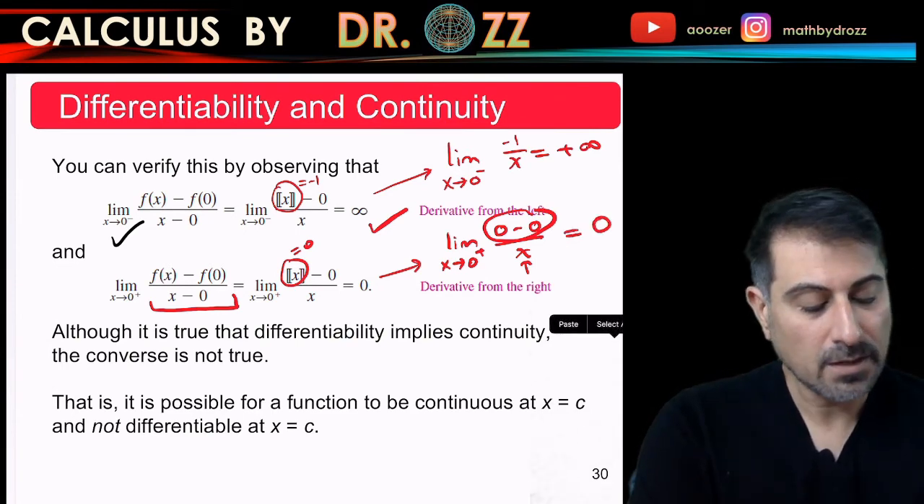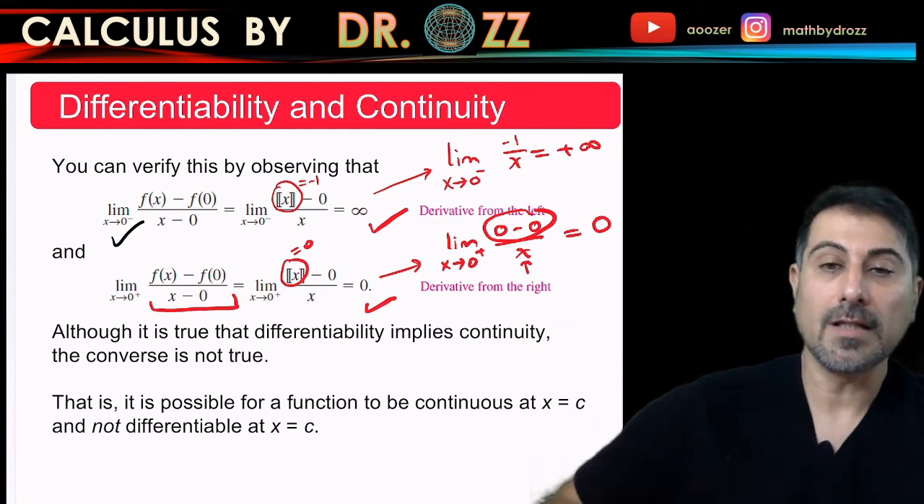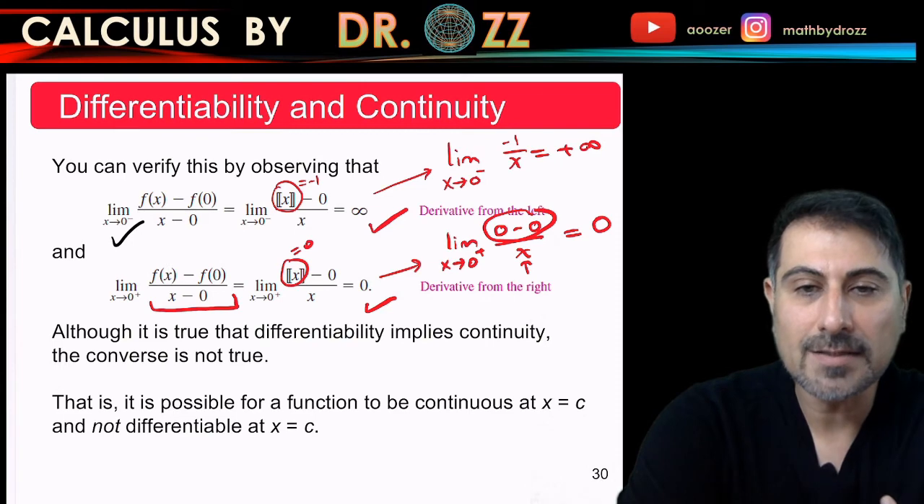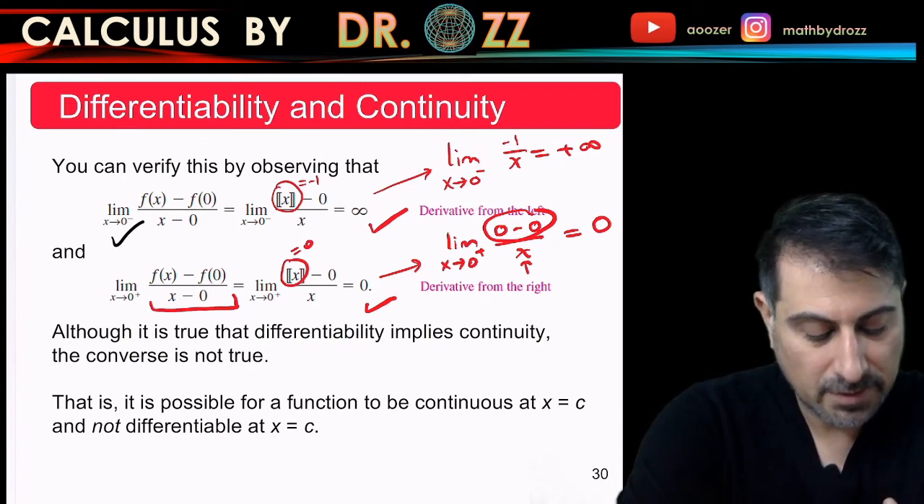Okay, so this limit here is going to be 0, and as you see, the left limit is not the same as the right limit. So for that reason, f is not differentiable.